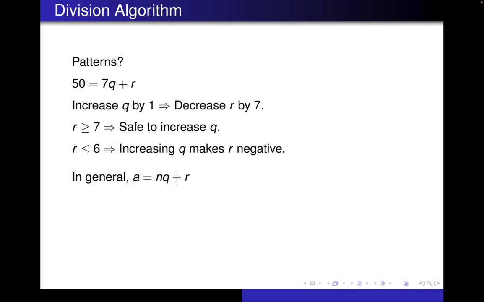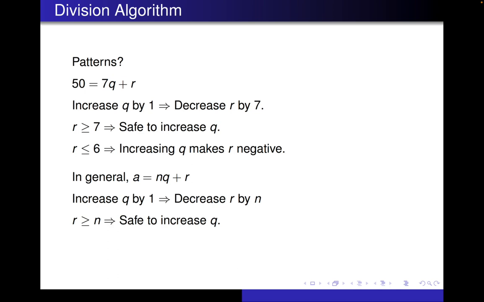In general, if we have a equals nq plus r, increasing q by 1 means we're going to have to decrease our remainder by n, right? When we were dividing by 7, we were decreasing by 7. When we divide by n, we decrease by n. Which means that if r is n or bigger, then it is safe to increase q, because if we increase q by 1, it will decrease our remainder by n, which makes it smaller, and since it's already greater than or equal to n, it'll still be non-negative when we decrease it by n. But if r is less than n, it's not going to be safe to increase q, because when we do, we decrease the remainder by n, making r negative.